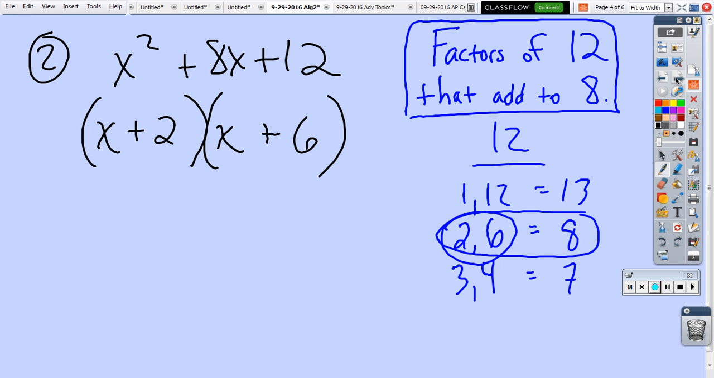Alright, so here's number 2. We're given x squared plus 8x plus 12. And so the question is, okay, factors of 12 that add to 8. If you list them out, 2 and 6 are the ones that add to 8. So I write x plus 2 times x plus 6. Do you have to take factors of C, or can it be anything else? Technically, this is AC, because what's 1 times 12? Yeah, when it's 1, it's going to look just like C.